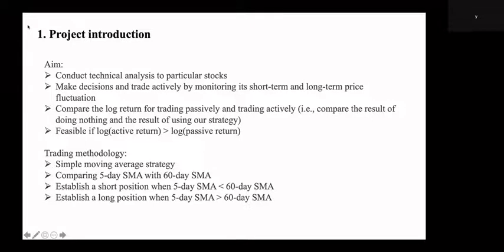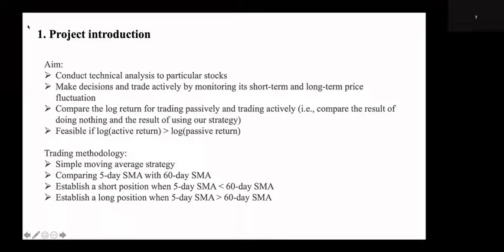The strategy that we'll be using is the simple moving average strategy, which is a popular technical analysis in stock markets, and we have chosen the 5-day moving average as the short-term MA and 60-day as the long-term MA, as they are commonly used in the real-life stock market. Simple moving average is calculated by adding up the past data points and then dividing by the total number of data points, and crossovers of moving averages would indicate trading signals.